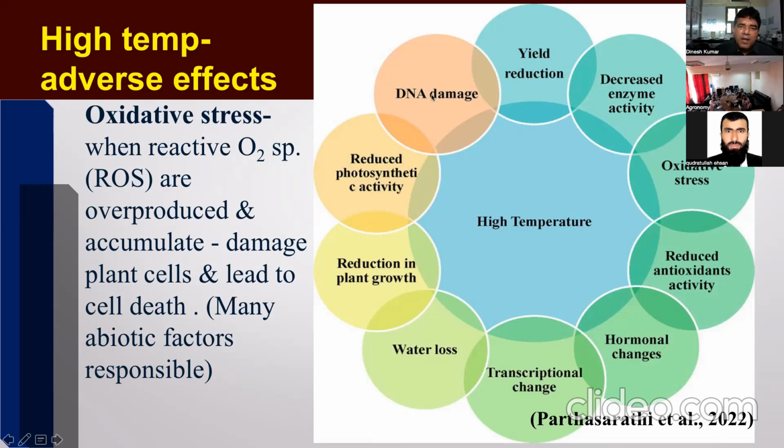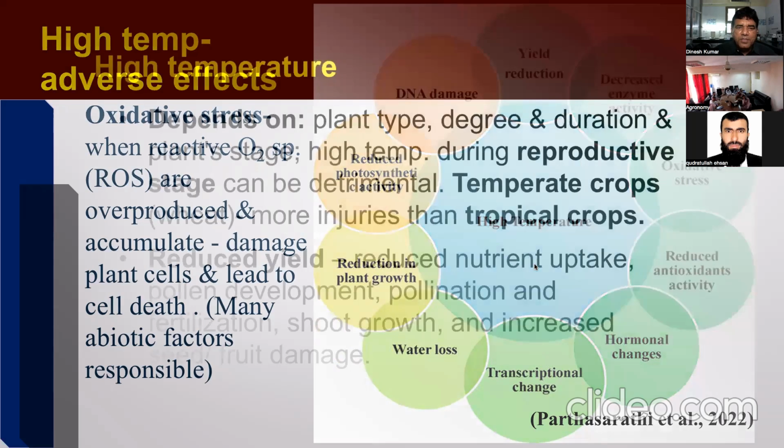DNA damage can occur, reduced photosynthesis can occur, reduction in growth, water loss, transcriptional change, hormonal changes, reduced antioxidant activity, oxidative stress, decreased enzyme activities, and yield reduction. So there are a number of ways by which high temperature adversely affects plant growth. Oxidative stress is one of them. Hope you could get the meaning of this slide.